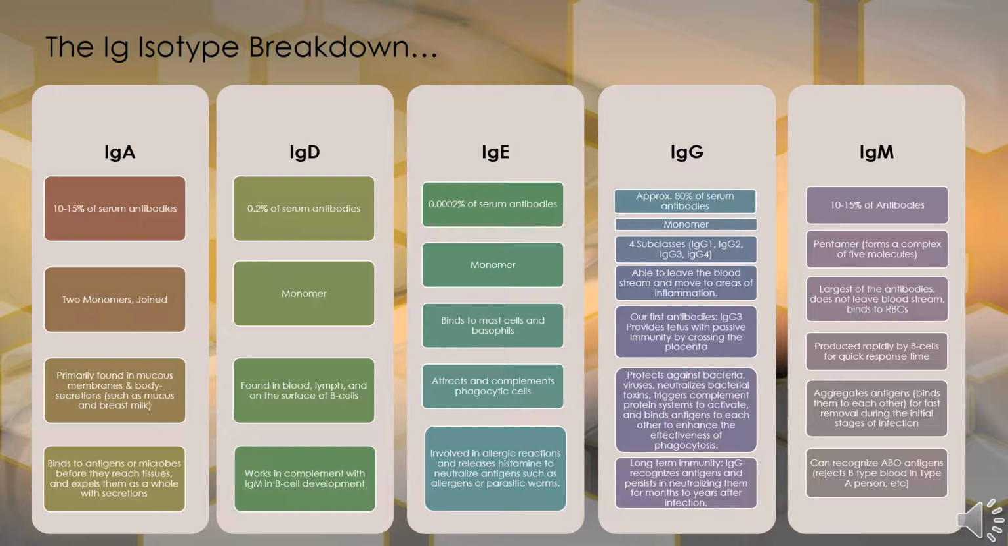The immunoglobulin isotype breakdown. IgA is our first line of defense. It makes up 10 to 15% of serum antibodies. It's made up of 2 monomers which can be joined. It's primarily found in mucosal membranes and body secretions such as mucus and breast milk.